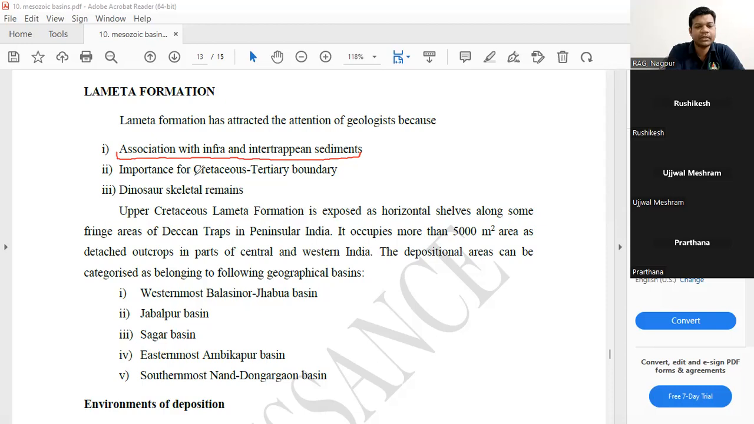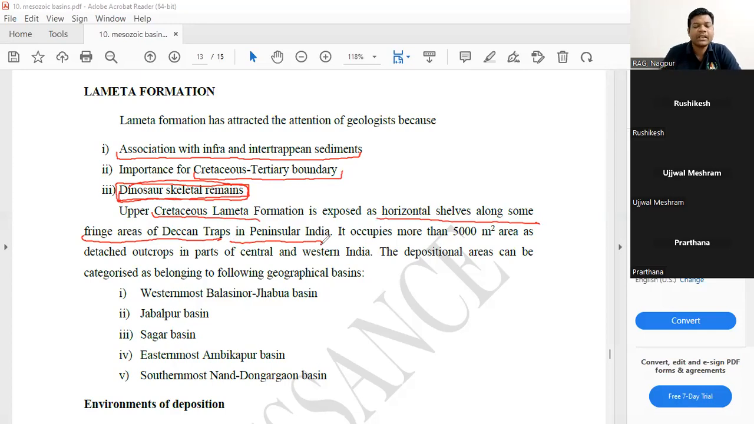It has importance for the Cretaceous-Tertiary boundary, and specifically it contains dinosaur skeletal remains. The Upper Cretaceous Lameta formation is exposed as horizontal shelves along some fringe areas of the Deccan Trap in peninsular India.